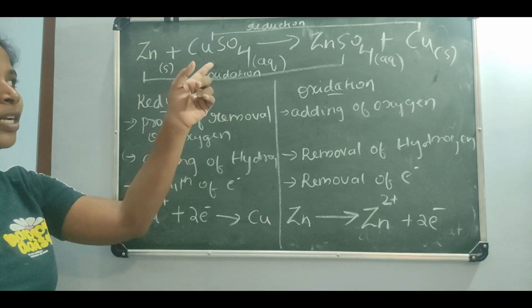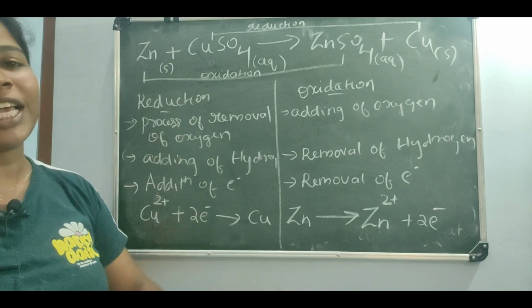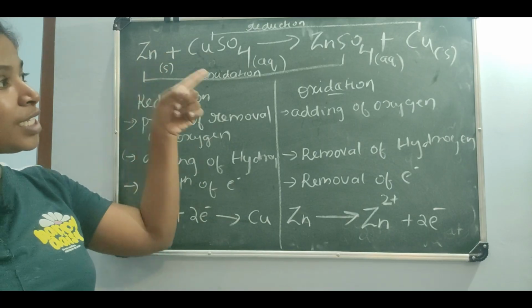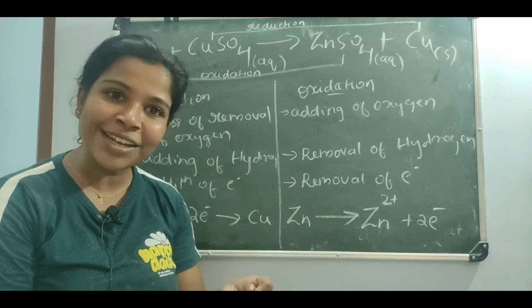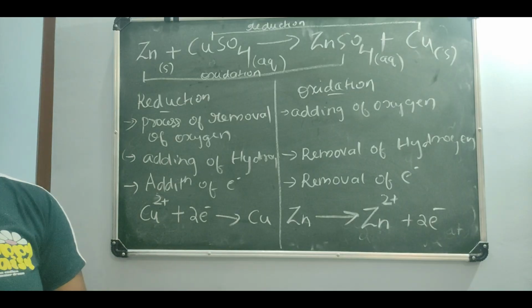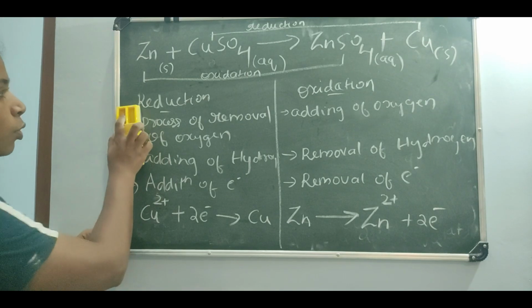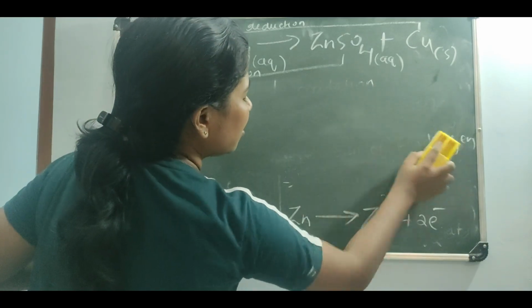Also, can you tell me, this is an example for one more? Yes, displacement reaction. See, the zinc is displacing copper. So this is an example for displacement reaction as well as a redox reaction. Followed? Yeah. Now, one more thing. Just listen.